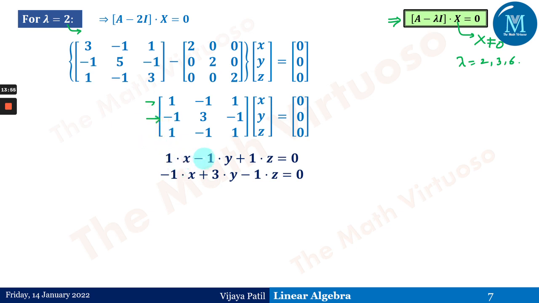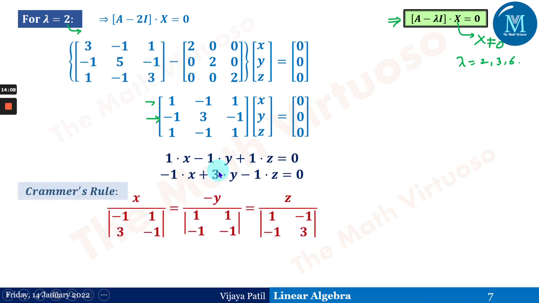So we get 1x minus 1y plus 1z equals 0. Second equation, minus 1x plus 3y minus 1z equals 0. Purposely we have written this because we have to take the determinant of the matrix of the equations. So Cramer's rule goes as x over a determinant. How can we do that? Whenever we want to find the value below this x, we hide the x column and take the remaining entries, minus 1, 1, 3, minus 1. We take the determinant, which we have written here. Similarly, to get the value for y, we hide the y column, then 1, 1, minus 1 and minus 1, which we have written here. Similarly, for z, we hide the z column, 1, 1, minus 1, minus 1, 3.